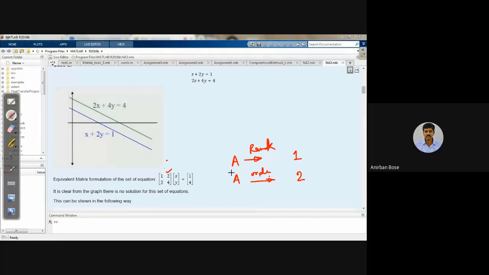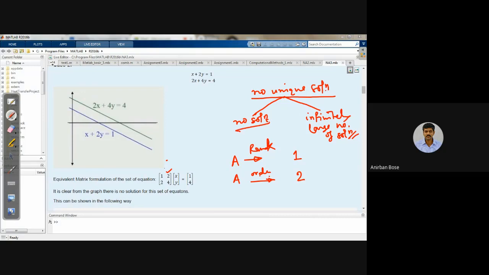But if there is no unique solution, then there is a possibility that either there is no solution at all, or there are an infinitely large number of solutions. Okay, so no unique solution will give rise to two situations: either no solution or infinitely large number of solutions.